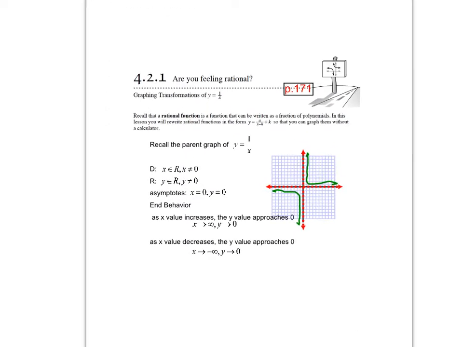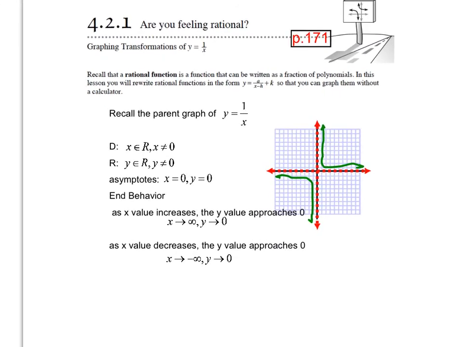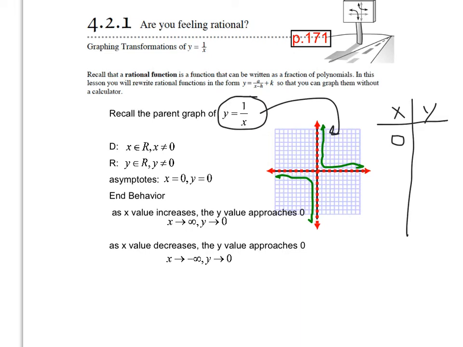Let's begin this lesson by reviewing the parent function of y equaling 1 over x. In green, you'll see the graph of y equaling 1 over x. And if we were to make a table for this type of function, and we choose just values in the first quadrant, if x is 0, y is going to be undefined.